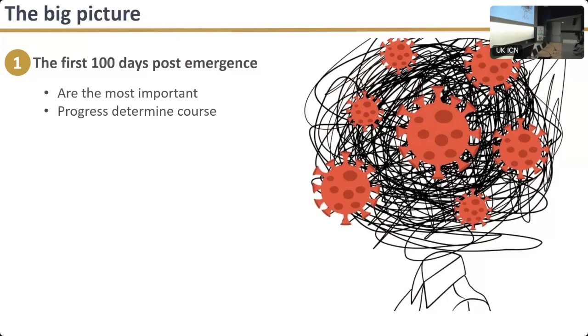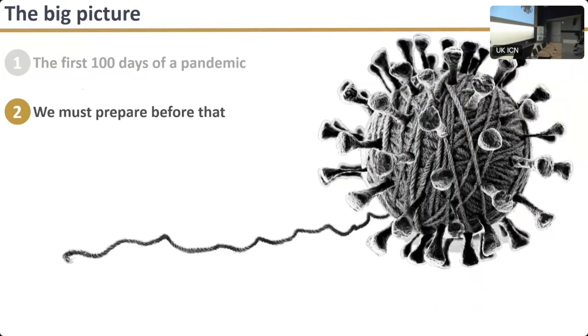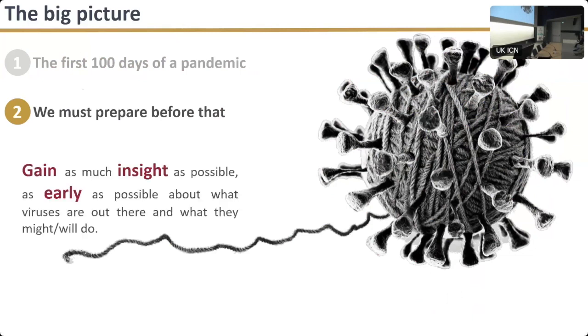However, I would argue that the 100 days is already too late. Actually, by the time a virus emerges in humans, it's already too late. And we must definitely prepare before that. So the work we've been doing aims to gain as much insight as we can, as early as possible, about what viruses exist in the world, what they might do, and what they will do, using data and machine learning.